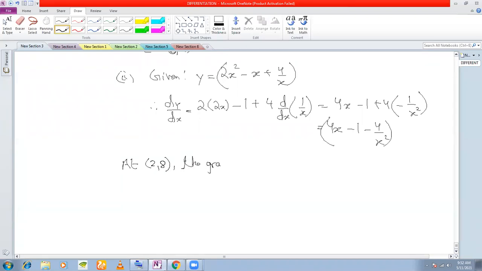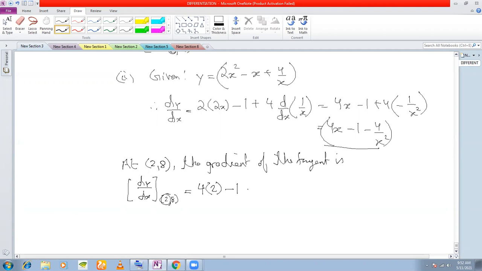The gradient of the tangent is dy dx at the point 2, 8, which is equal to, put the value of x here. The x here is 2 again. So you put 4 into 2 minus 1 minus 4 divided by 2 square. So this cancels here. So you get 8 minus 1 simply, which is 7. That's it. Okay. And one more sum on this.